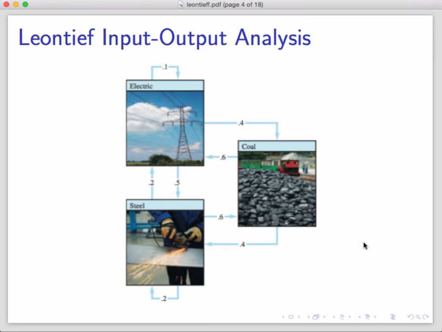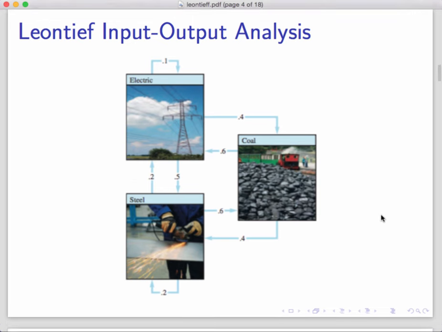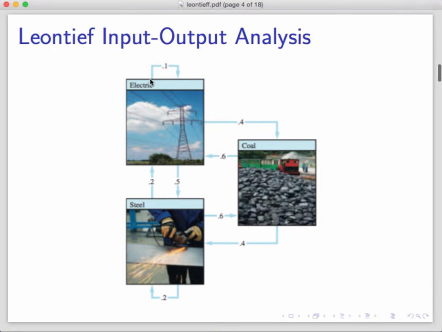This can also be shown in a diagram where we can see where the output from each one of the sectors is going to go. So when I look at the electricity sector here, I can see that 10% of the electricity sector is staying back in the electricity sector, while 40% of it is moving to coal and 50% of it is moving to steel. If you look at this diagram, you will see that all of the arrows pointing out of each particular sector will have to add up to 1. I have 10% going out of electricity to electricity, 40% going out of electricity to coal, and 50% going out of electricity to steel. So the arrows going out of a sector have to add up to 1. The arrows going into a sector do not necessarily need to add up to 1.